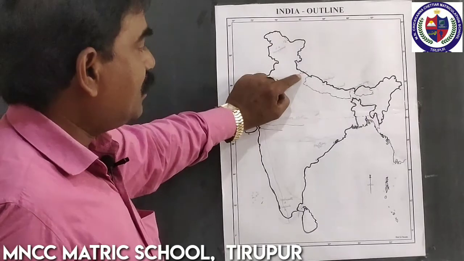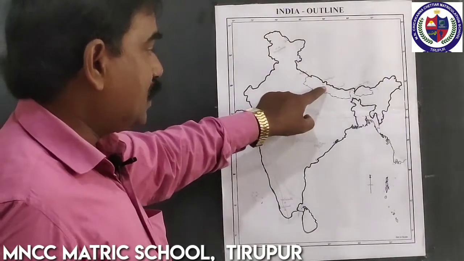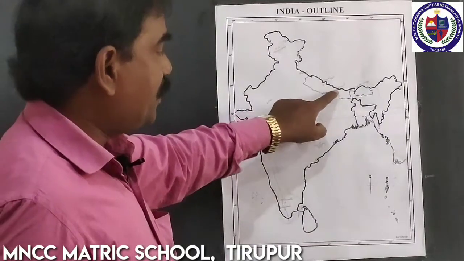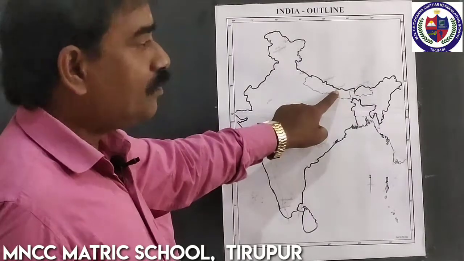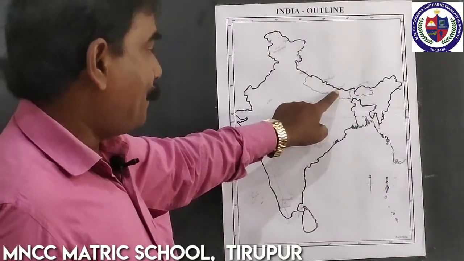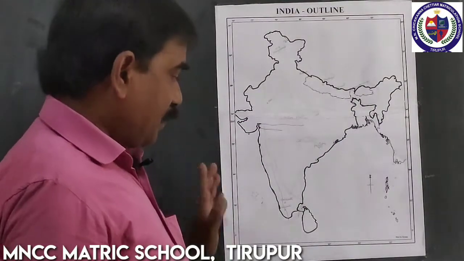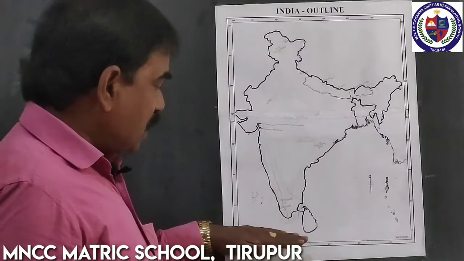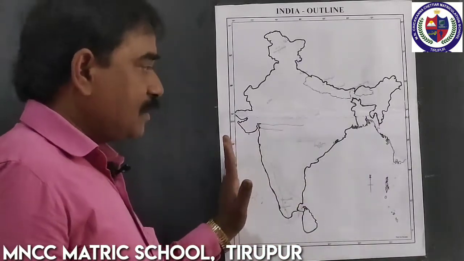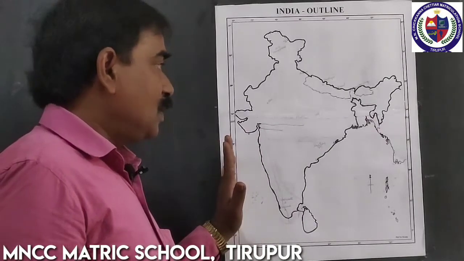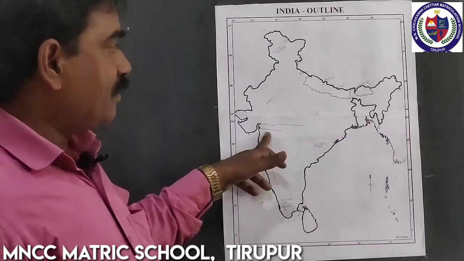When you come here, Nanda Devi, and here Dhaulagiri, and a very important mountain is Mount Everest, which is the world's highest peak. Then already you know this is Indian Ocean, this is Bay of Bengal, and this one is Arabian Sea. Then we have seen Narmada river and Tapti river.